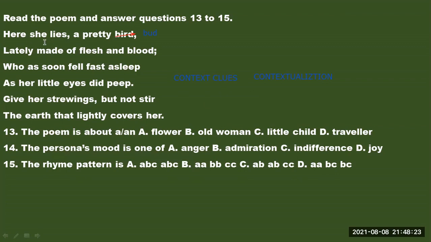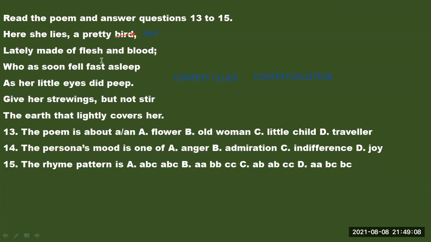Now, let's look at these words. Here she lies. Obviously, it's telling us about a female entity, right? That's the only resemblance that an old woman can have to the character being portrayed here. But when we talk of a pretty bud, now the word bud, B-U-D, refers to a newly formed part of a flower or a plant. So we can't describe an old woman as a bud. Obviously, an old woman could be referred to as an old branch, but necessarily not a new one.